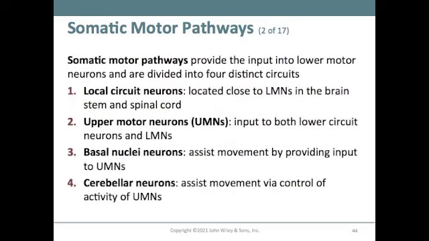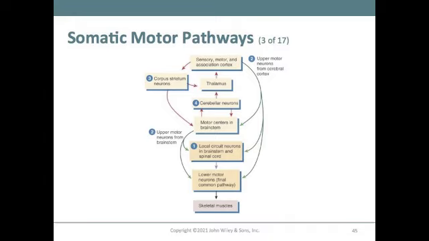Moving on to the next slide. Neurons in 4 distinct but highly interactive neural circuits participate in the control of movement by providing input to the lower motor neurons. These 4 motor pathways include the local circuit neurons, the upper motor neurons, the basal nuclei neurons, and the cerebellar neurons. And this slide is figure 16.9 on page 585. This outlines the neural circuits that regulate the lower motor neurons.